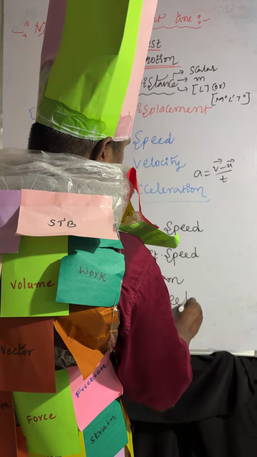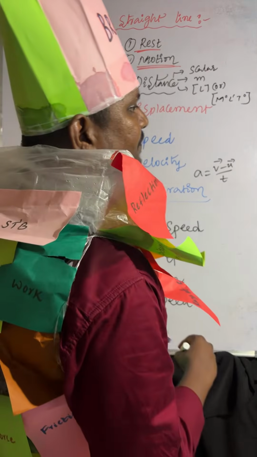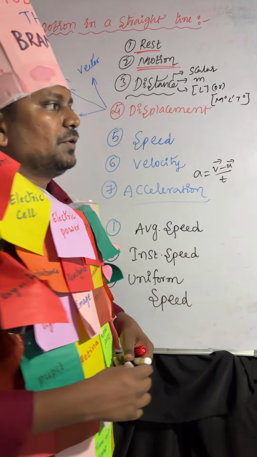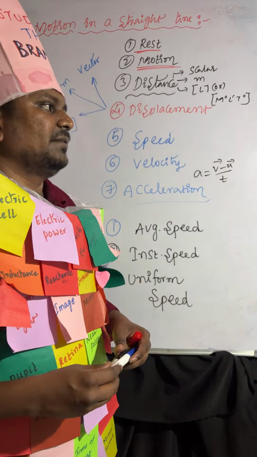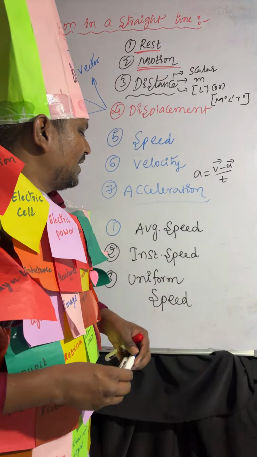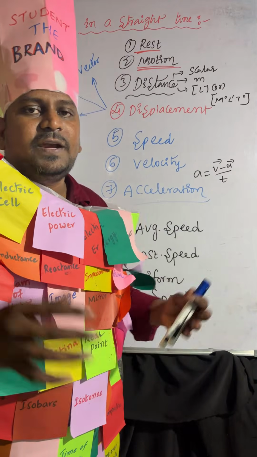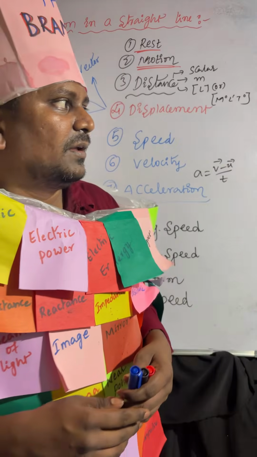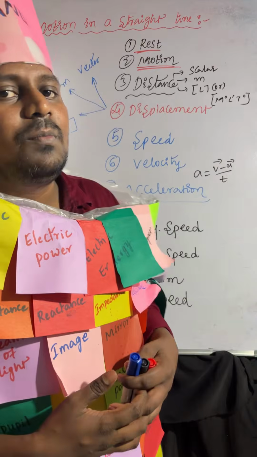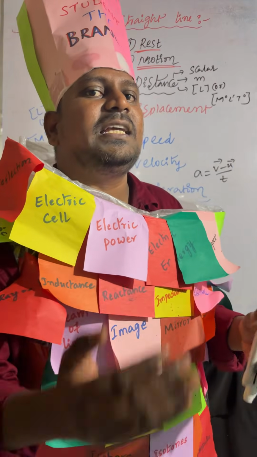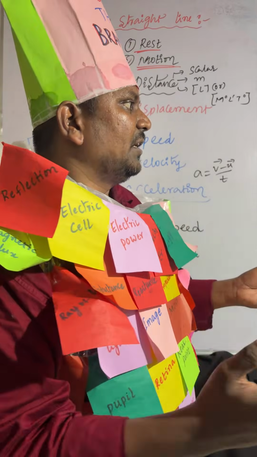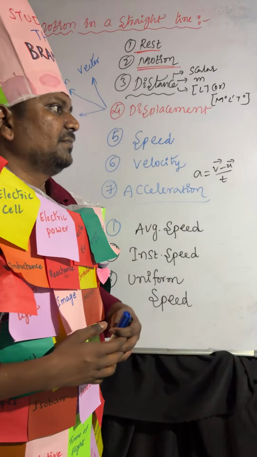Uniform speed and non-uniform speed also we can take. Average speed is total distance by total time taken. Instantaneous speed is speed at a particular instant. And coming to uniform speed, the body covers equal distance in equal intervals of time. That is called uniform speed.